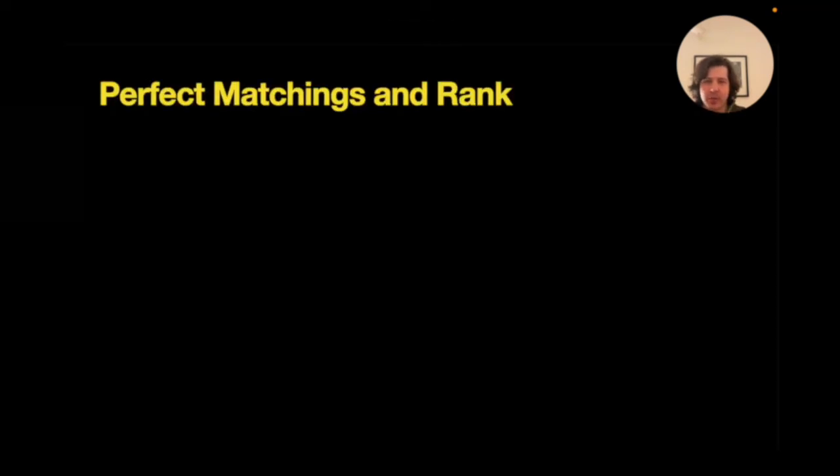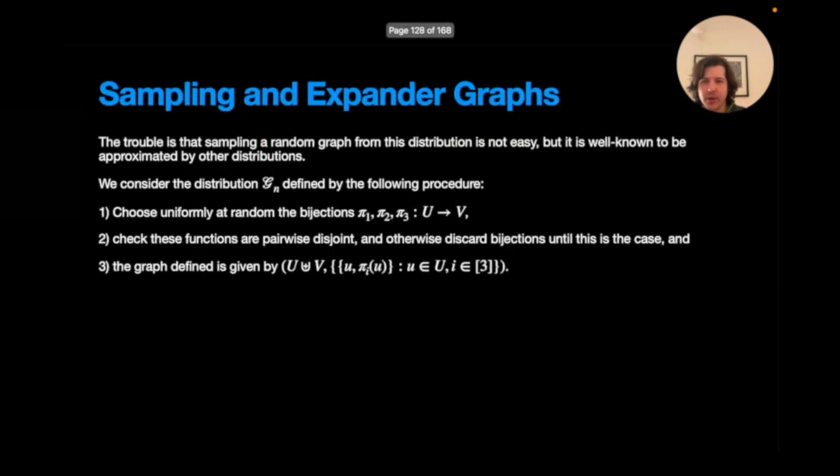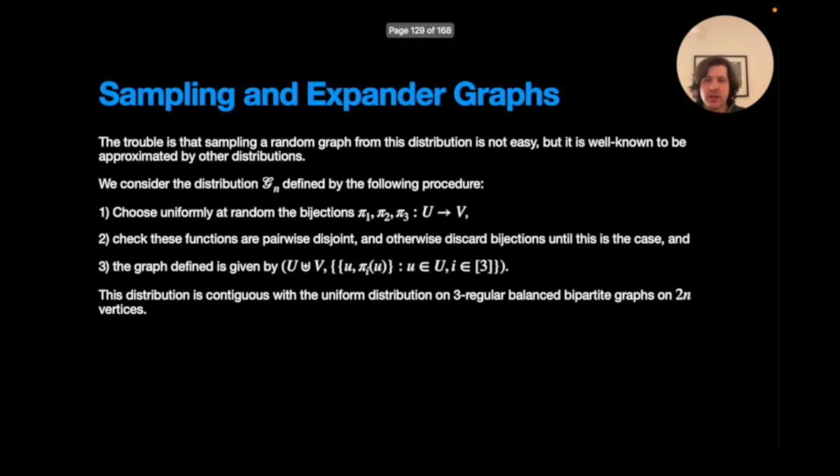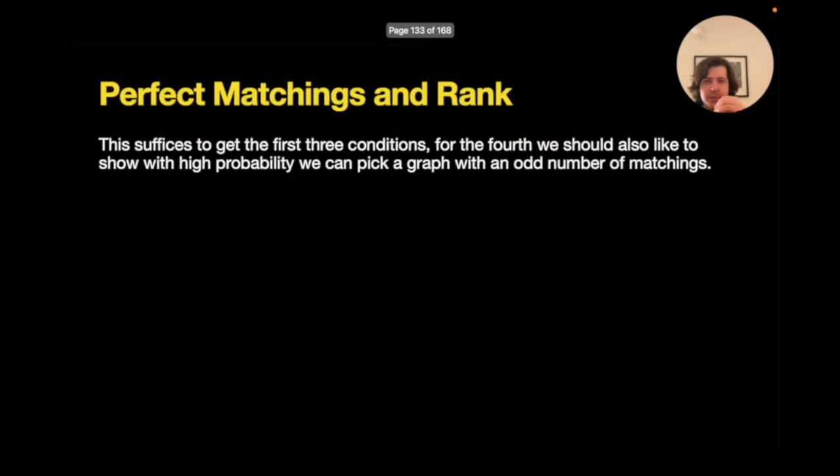So let's next talk about perfect matchings and rank. I mentioned there's that fourth requirement: we have to be able to ratchet up the number of perfect matchings whilst not hurting the connectivity too much. And we do this in terms of rank, and let me explain how.